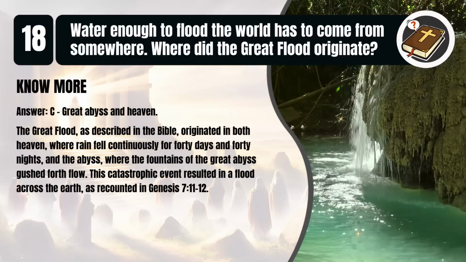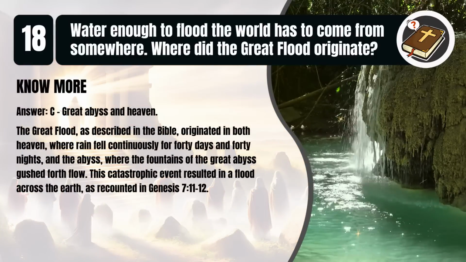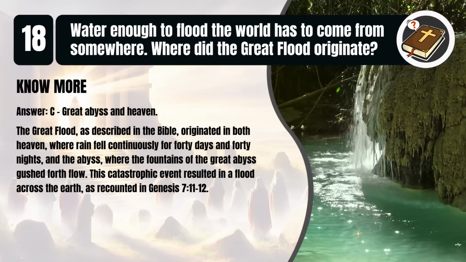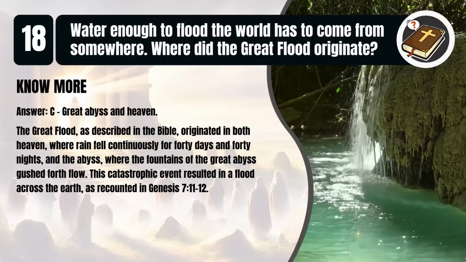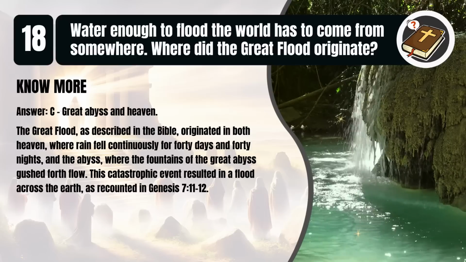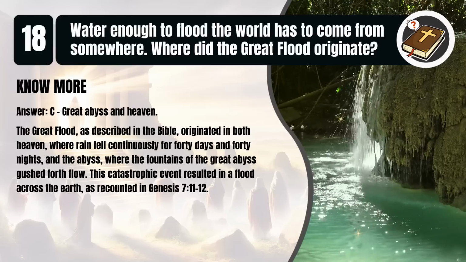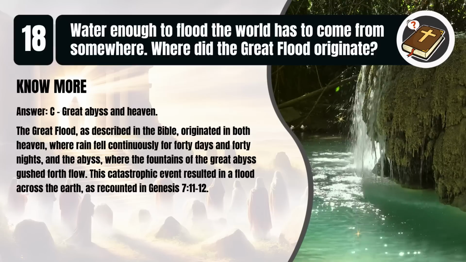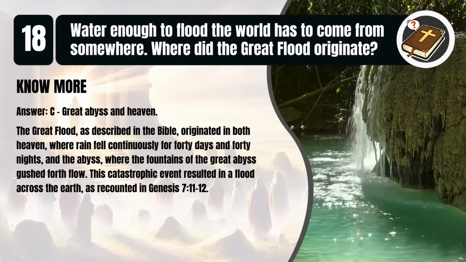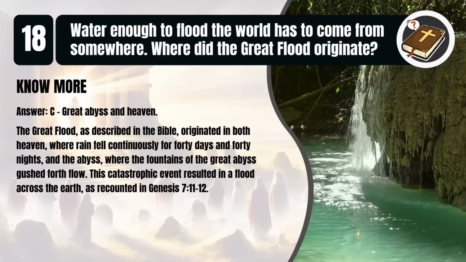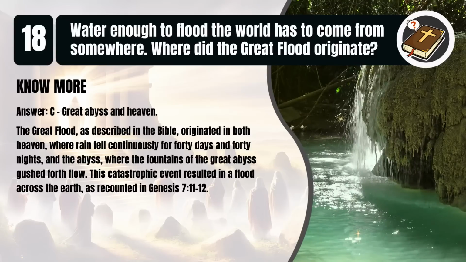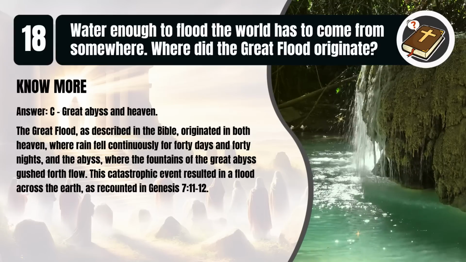That's C. Great Abyss and Heaven. The Great Flood, as described in the Bible, originated in both heaven, where rain fell continuously for 40 days and 40 nights, and the abyss, where the fountains of the great abyss gushed forth. This catastrophic event resulted in a flood across the earth, as recounted in Genesis chapter 7, verses 11 to 12.